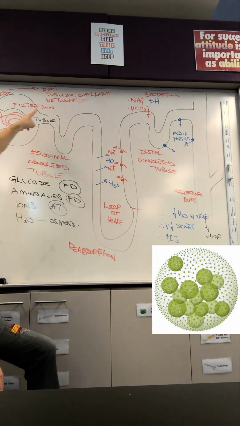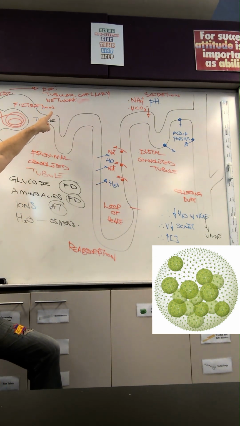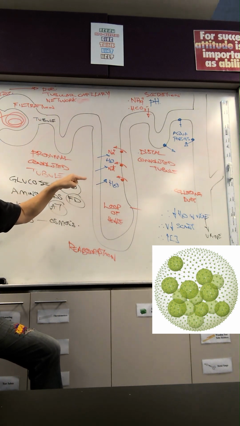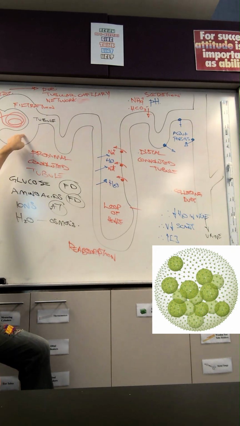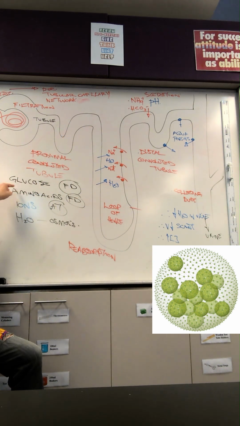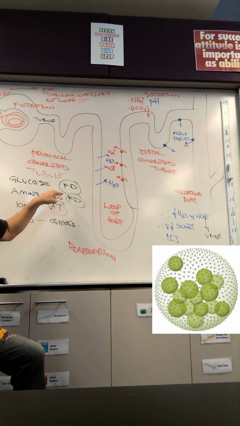The efferent arteriole becomes the peritubular capillaries that wrap around the tubule. The first place is called the proximal convoluted tubule. Proximal because it's close to the Bowman's capsule, convoluted because it's convoluted, and tubule because it's a tubule. First is glucose being absorbed through facilitated diffusion. Then we have amino acids absorbed through facilitated diffusion.